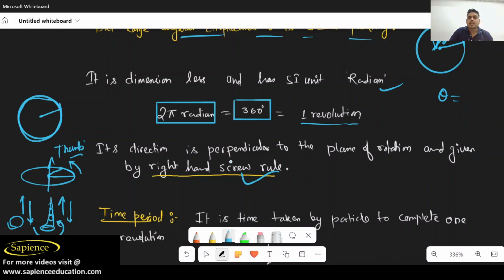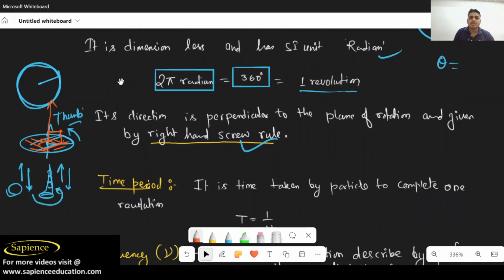Okay, so the direction is perpendicular to the plane of rotation. Since this is your plane of rotation, right? And if this is the plane of rotation and the object is moving upward, then this is always perpendicular to the plane of rotation. Okay, so I hope you have understood.